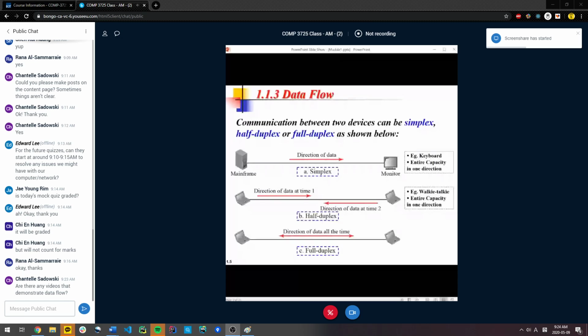The benefit of these two, both simplex and half duplex, is that because only one user is transmitting at any moment in time, the user actually gets the entire capacity of the channel.